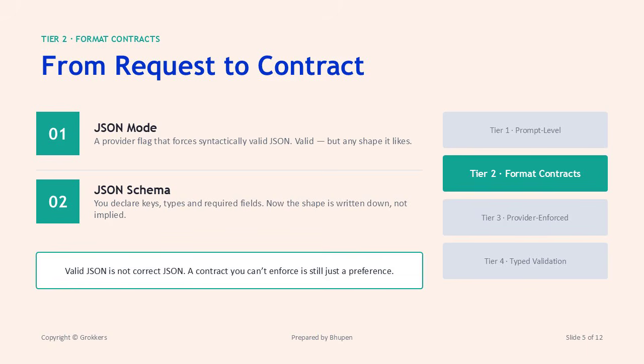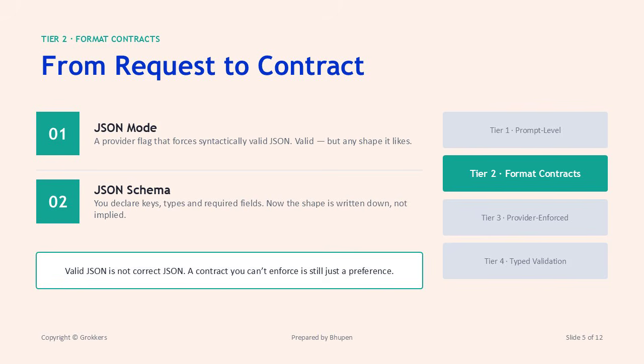The moment prompt instructions start failing at scale, the natural next move is to stop asking and start declaring. That shift from request to contract is what this tier is about, and it's where most teams' production journey really begins. The first row is JSON mode.